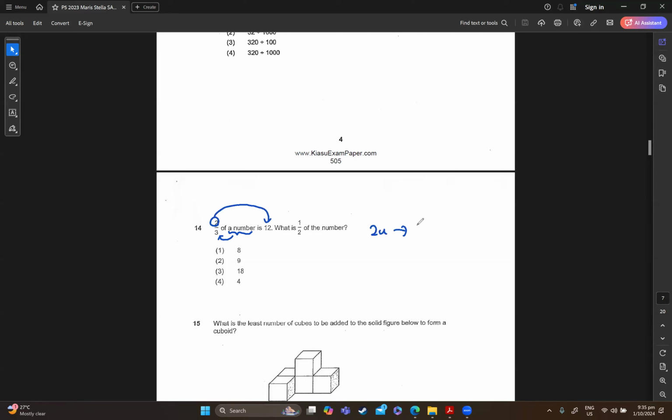So 2 units is 12. 1 unit is 12 divided by 2, which is 6. So the number that we're talking about is actually 18. What's half of 18? Half of 18 is 9. So the answer is option 2.